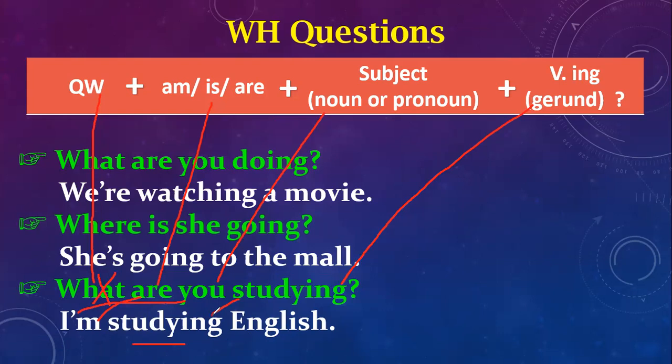Okay, girls, is there any question you want to ask me? Yes, I have a question. Yeah, sure. Go ahead. In the first one, what are you doing? We can write I'm watching a movie. Yeah. Okay. You can change it to I or we, it's okay.